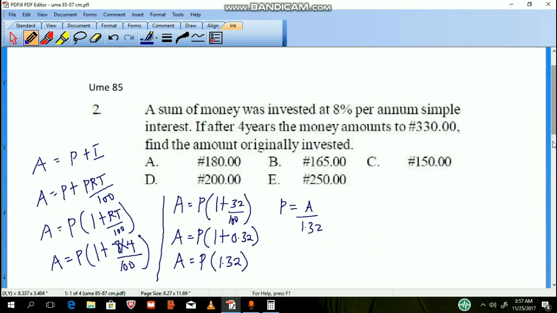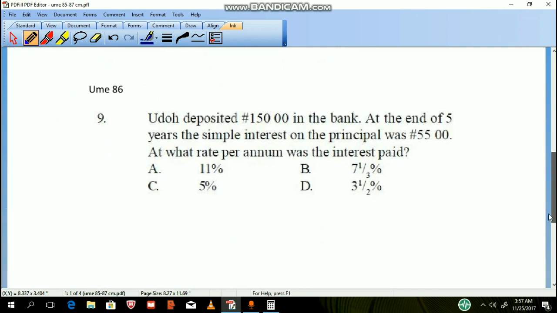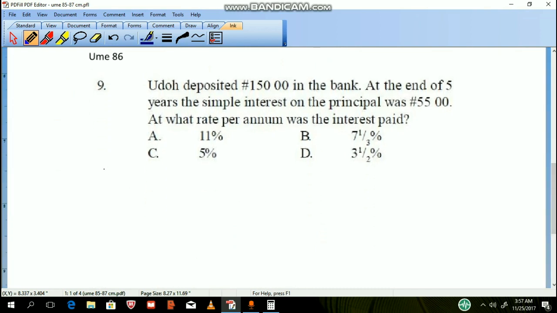Now for the other question, which is question number 9 of 1986, you are told Udo deposited 150 in the bank. At the end of 5 years, the simple interest on the principal was 55 naira. It seems to me that it's 55 naira. So at what rate per annum was the interest paid?